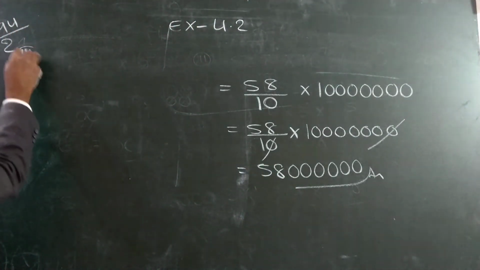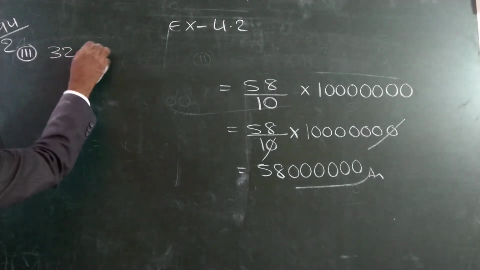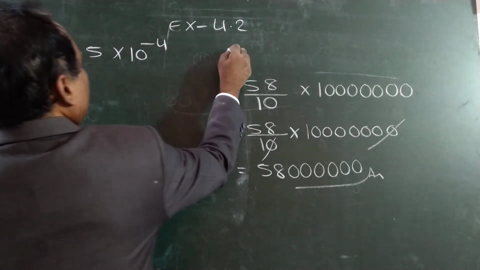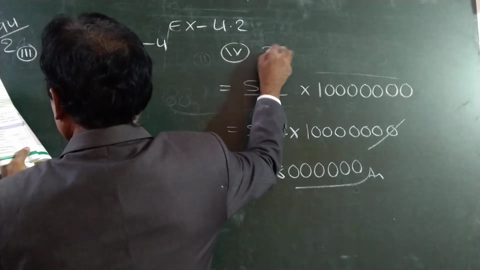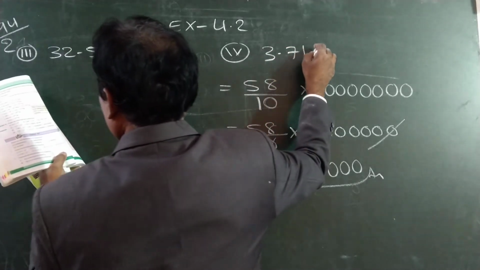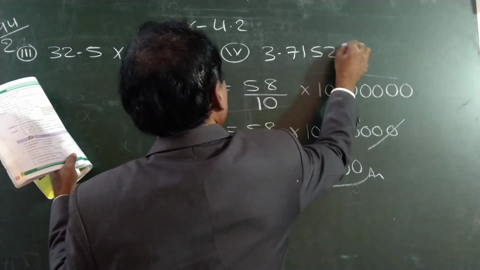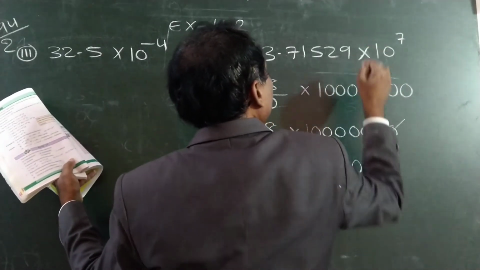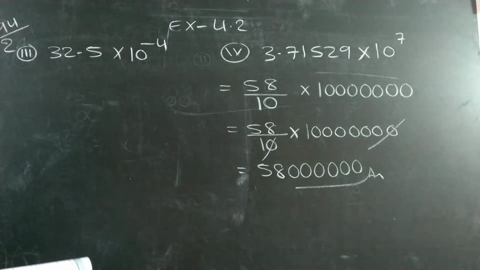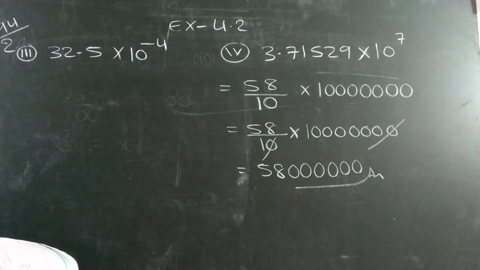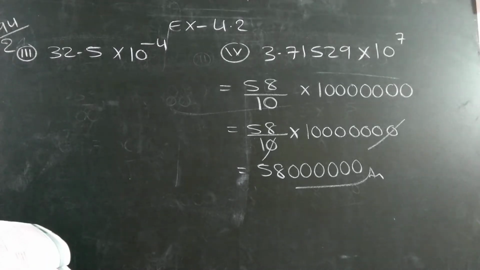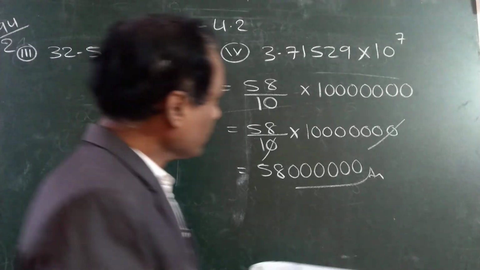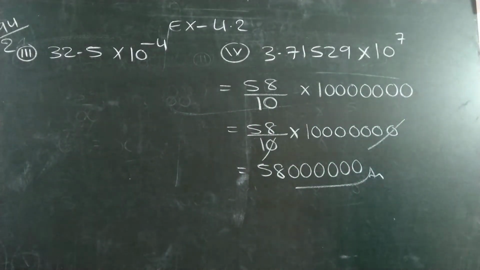Third, (32.5 into 10 to the power of minus 4), 3.71529 into 10 to the power of 7. So write down.